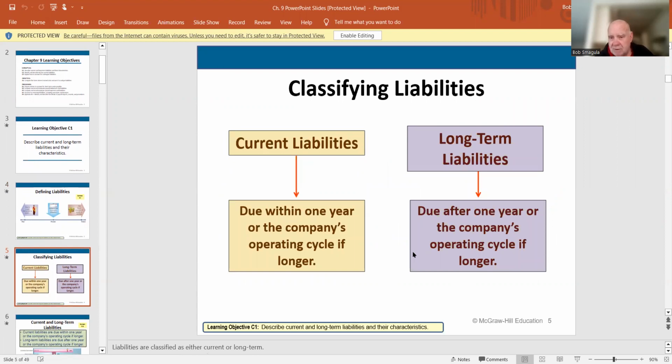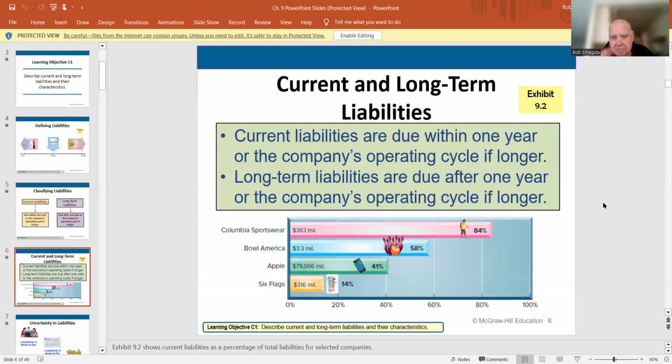Long-term liabilities are due after 1 year, or the company's accounting cycle if longer. That could be perhaps for a farm where the vagaries of the weather set back the harvest season. It might go into 13 months. But for the most part, we're talking 1 year being the cycle of a company, the fiscal year. Current liabilities are due within 1 year. I bet you're getting tired of me saying that, huh? Long-term liabilities are due after 1 year.